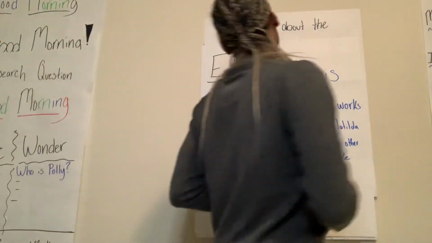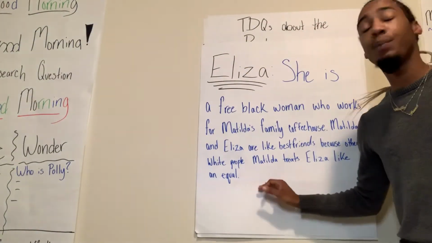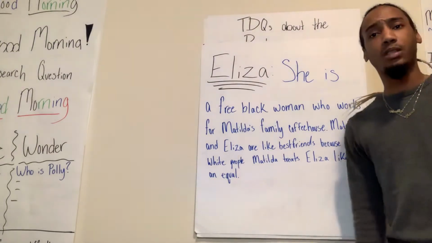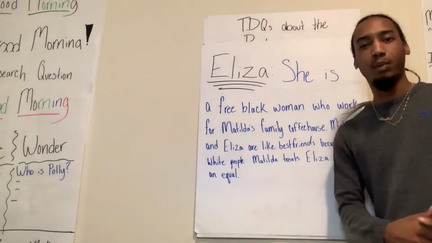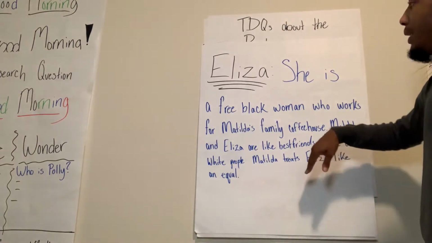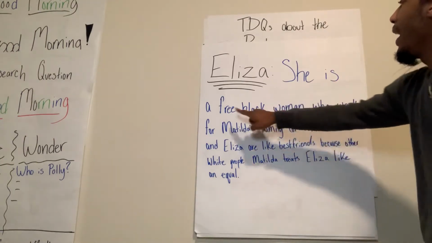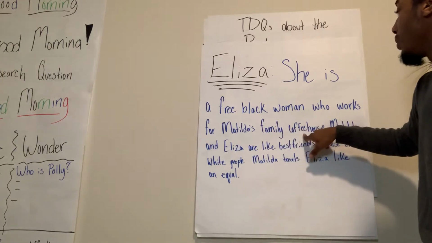So for this one, this is an example. I could have written just a little bit more, but this works, especially for right now since we've just started getting into the book. We haven't even hit the halfway point yet. So I put, not only is Alisa a free black woman who works for Matilda's family's coffee house.